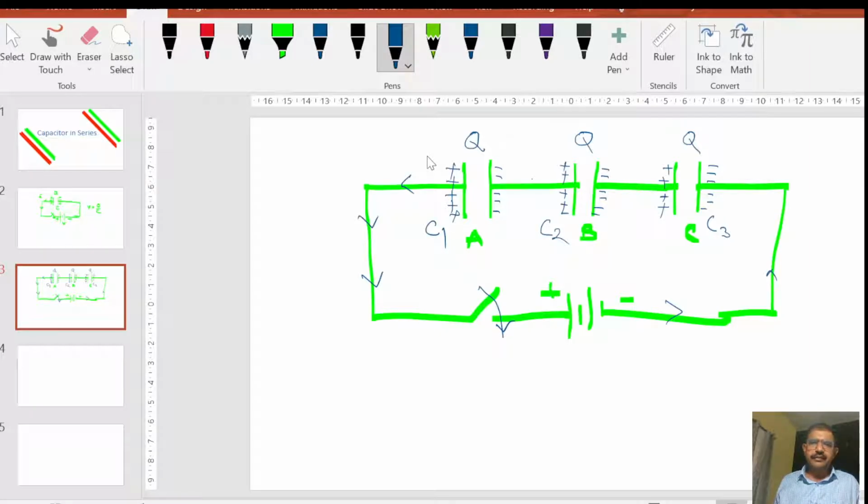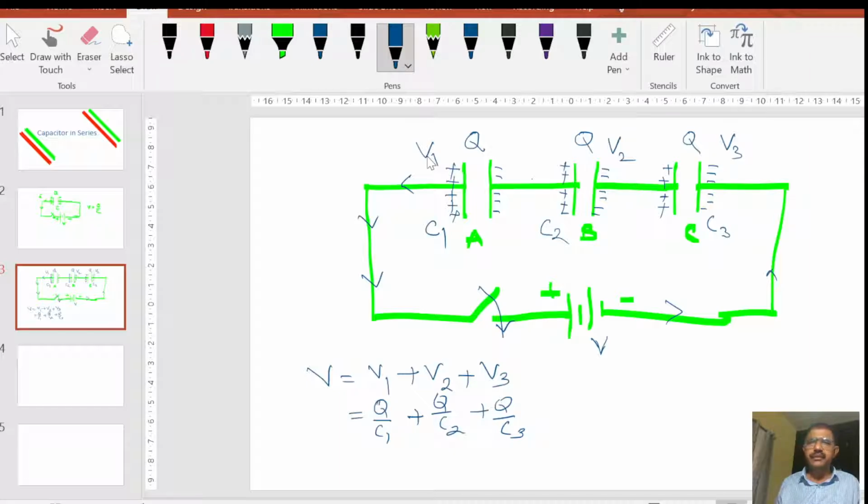Now we know that voltage appears across each capacitor. Suppose the voltage across capacitor A is V1, across B is V2, and across capacitor C is V3. We have applied a total voltage V across this series combination, so our equation becomes V equals V1 plus V2 plus V3. Now what is V1? From the formula, this equals Q by C1. V2 is Q by C2, and V3 is Q by C3, because the charge remains the same but they have different capacitances.